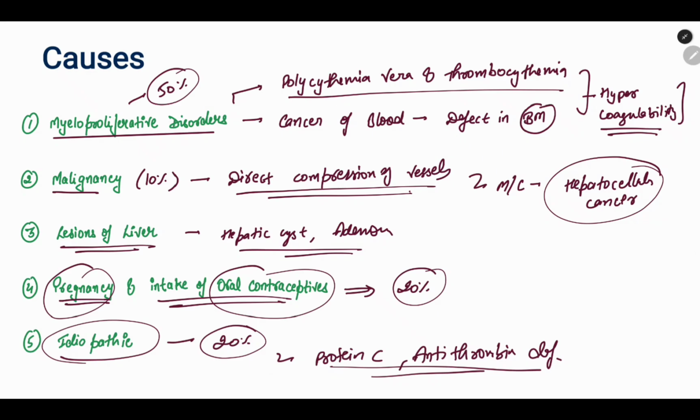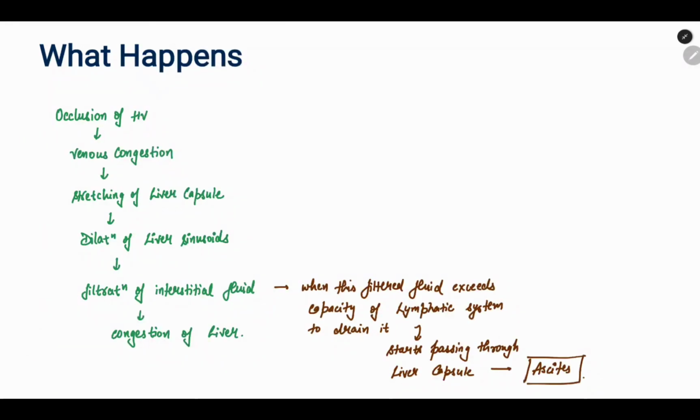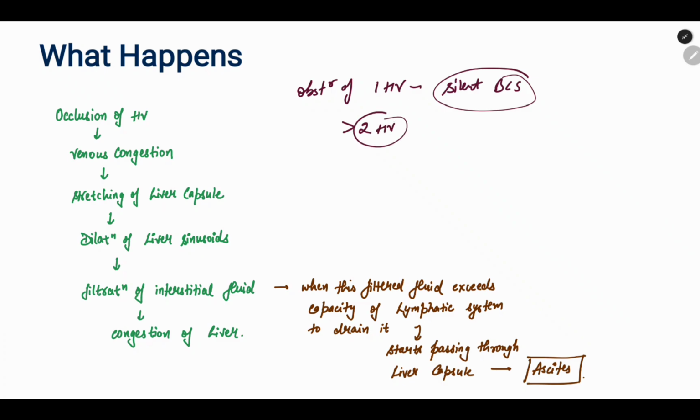So this was all about the causes. These were some of the main causes which lead to the development of Budd-Chiari syndrome. Now let's look at the pathophysiology of Budd-Chiari syndrome. If there is obstruction of one hepatic vein, it is known as silent Budd-Chiari syndrome, because it is not that severe a form. But if the obstruction is in two or more hepatic veins, then we'll see what happens.